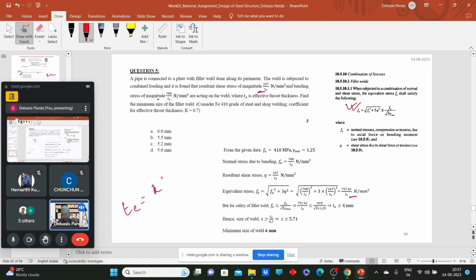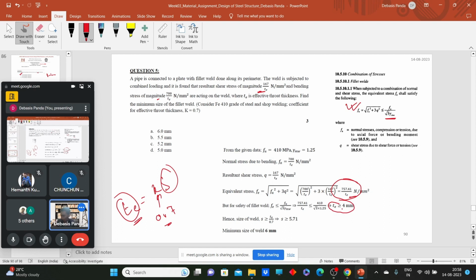Throat thickness is equal to K into S. If we can find out the Te value, we can find out the S. And this K value, for 90-degree fusion faces, is 0.7. So ultimately we need to find out the throat thickness. How can we find out the throat thickness? So this is the equivalent or resultant stress, so we need to equate it with this equation. If we equate, we find that our Te should be greater than 4 mm.